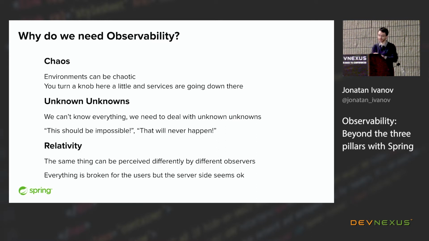Also, we cannot really know everything. We need to deal with these unknown unknowns. I'm not sure if you have heard this, but I have heard this a lot. People are saying, hey, this should be impossible, or that will never happen. And somehow, maybe weeks, months, or years later, that thing actually happened. I have seen this in a stack trace. The error message saying, hey, this should never happen. And it was there.